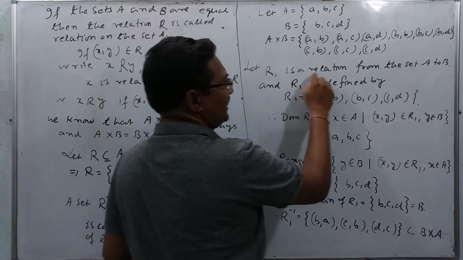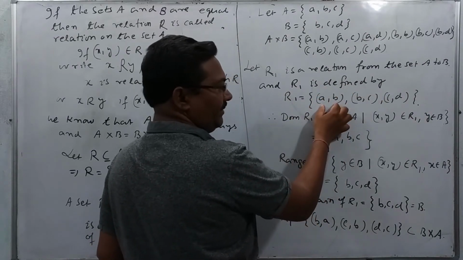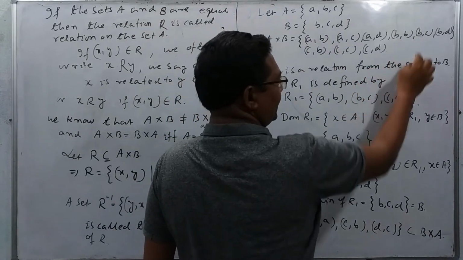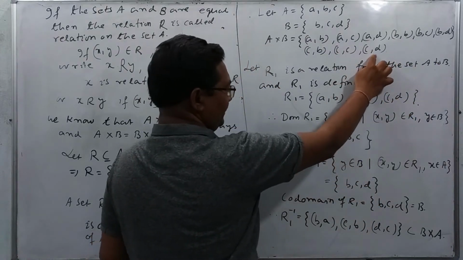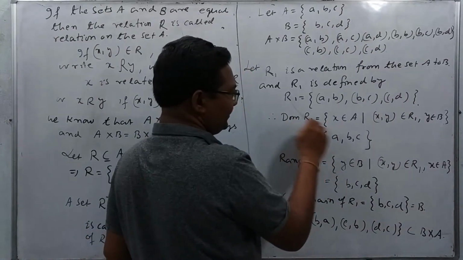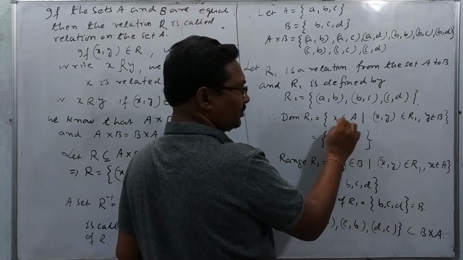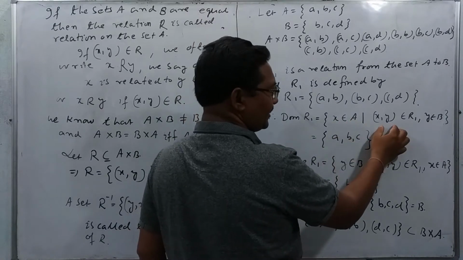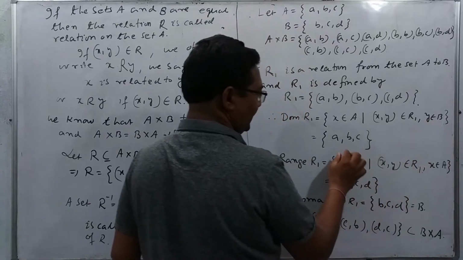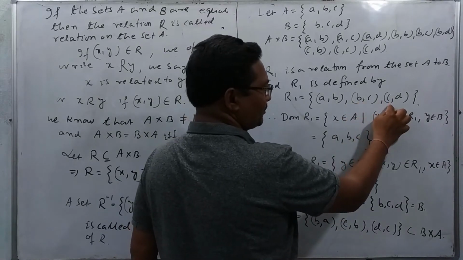Let R1 be a relation from A to B, defined by R1 = {(a,b), (b,c), (c,d)}. Here the domain of R1 is the collection of the first elements of the ordered pairs of the relation R1. So the domain is the set of x in A such that (x,y) is an element of R1 and y is an element of B. Here a, b, c are the first components.